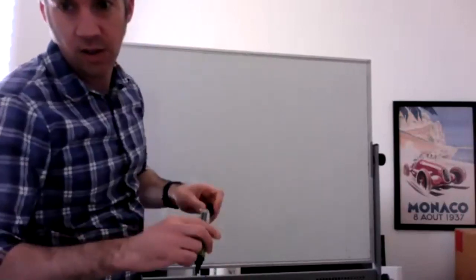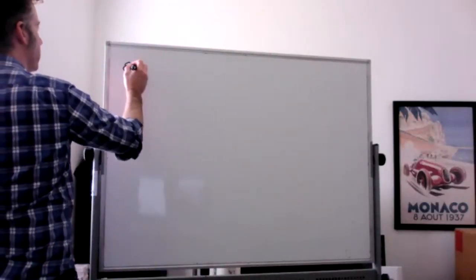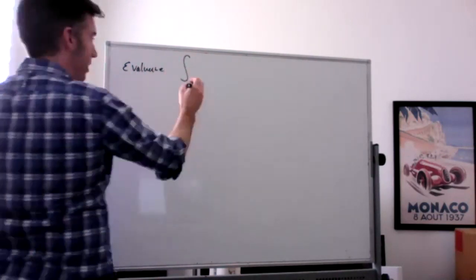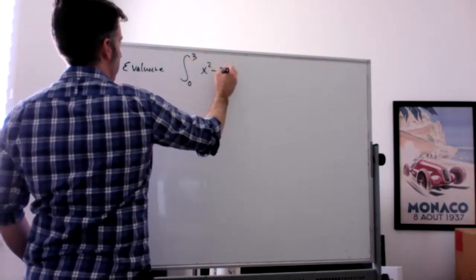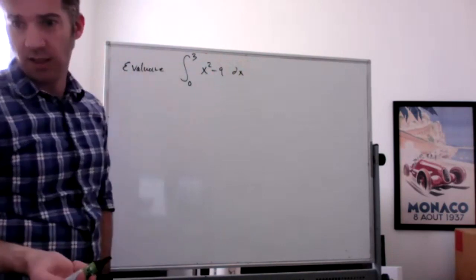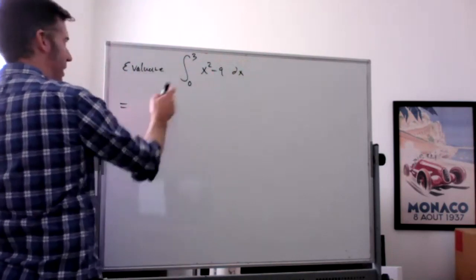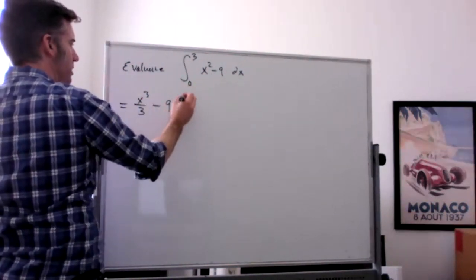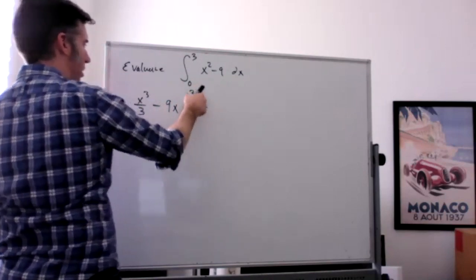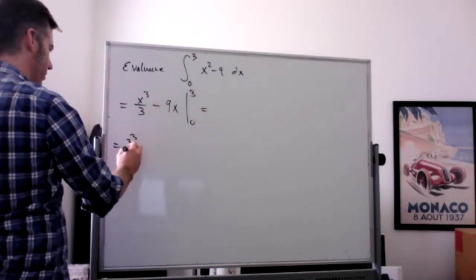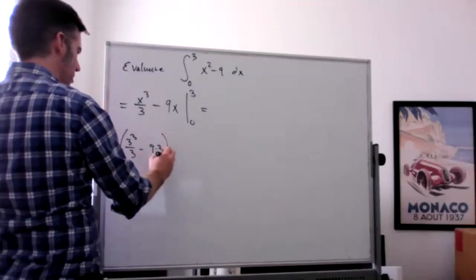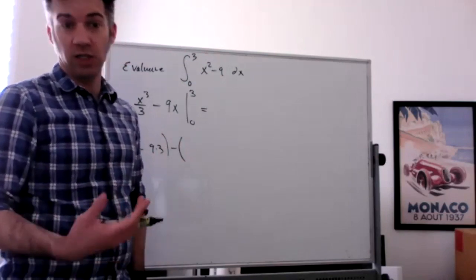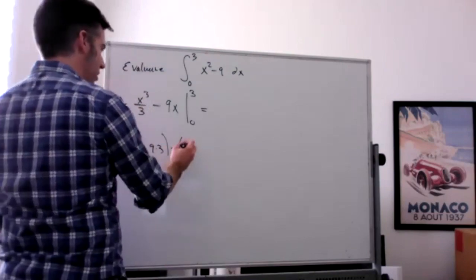So let's evaluate the integral from 0 to 3 of x squared minus 9. Okay, so let's just calculate it and see what happens. The antiderivative of x squared is x cubed over 3. The antiderivative of 9 is 9x, from 0 to 3. Plug in the 3 first, you get 3 cubed over 3 minus 9 times 3. Plug in the 0 second. A lot of the times, especially if things are x to a power, you're going to get just 0 when you plug in 0. So we get 0 here, minus 0 there.